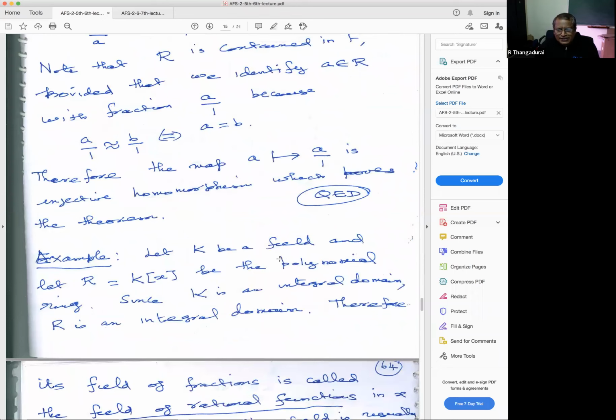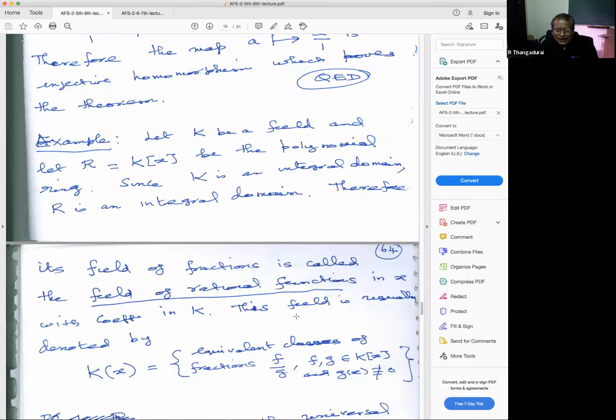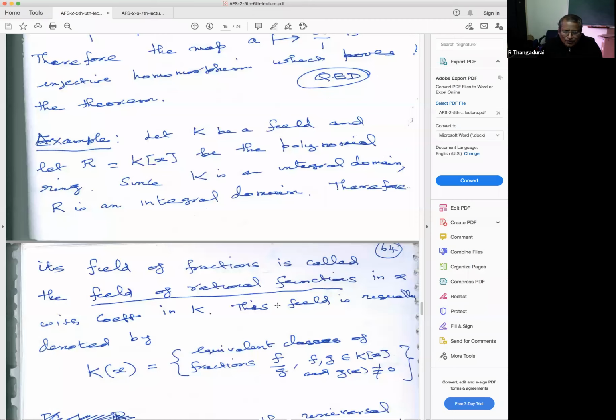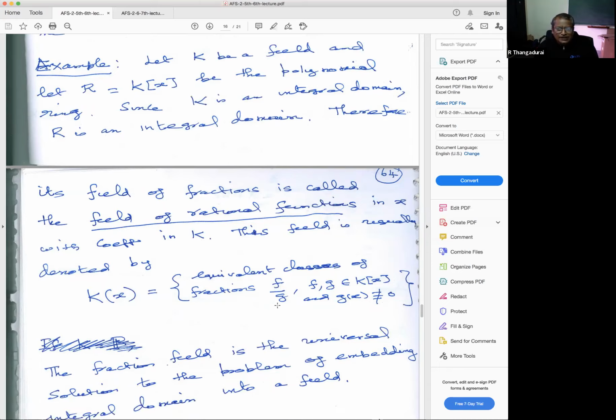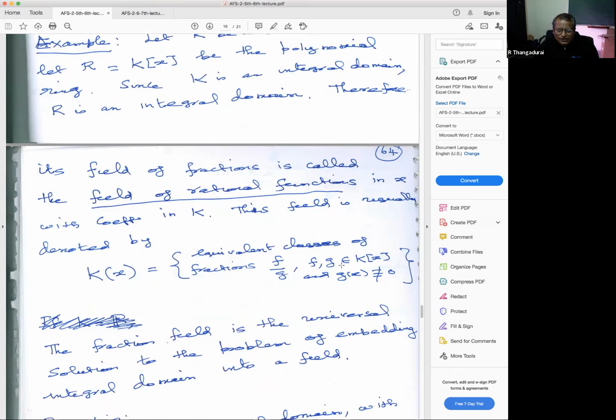If K is a field and R is a polynomial ring over K, then K is an integral domain, therefore R is also an integral domain. Then the fraction field of the polynomial ring over the field K is the field of rational functions, which is a polynomial divided by a polynomial, where g is not the zero polynomial. When we divide, it should not be the zero polynomial. It can have roots somewhere, but g is not the zero polynomial. This is what rational functions over K with variable x are.